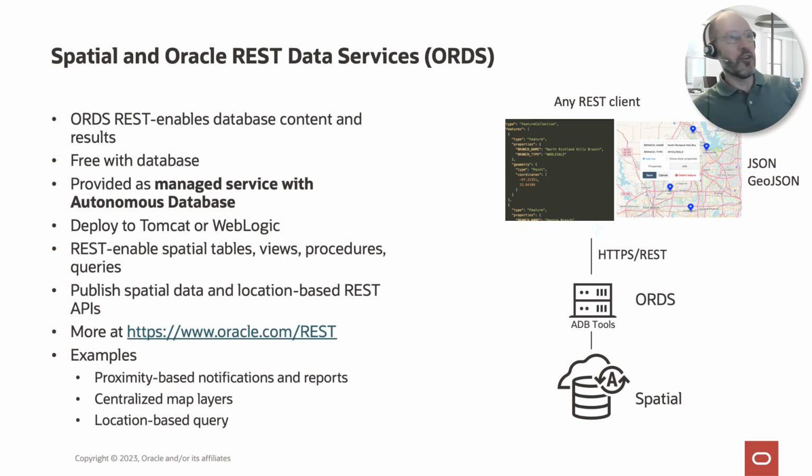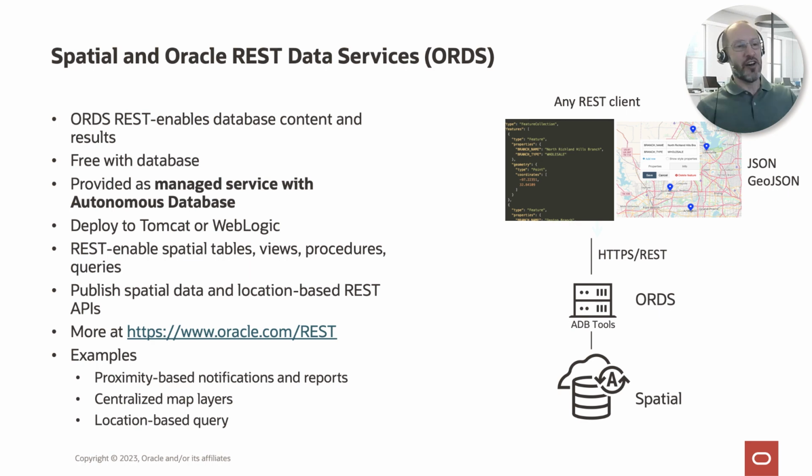Now, unlike Spatial Studio, which is currently on the cloud marketplace, but is an application that you install from the cloud marketplace, and then you manage that application, Oracle REST Data Services with Autonomous Database is a managed service. It's one of the Autonomous Database tools, meaning it's automatically there for you with Autonomous Database, and it's a managed service, so it's updated, it's patched, Oracle maintains that application. Of course, it's also something that you could, like Spatial Studio, deploy yourself to your own Tomcat or WebLogic server, but in the context of Autonomous, it's just automatically there as a managed service. So that's Oracle REST Data Services in general.